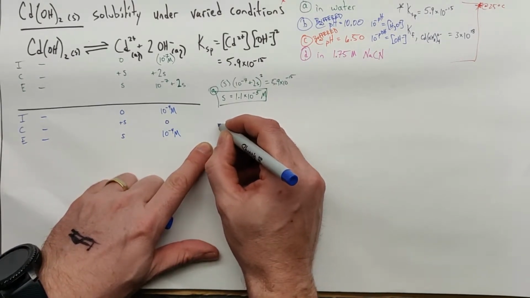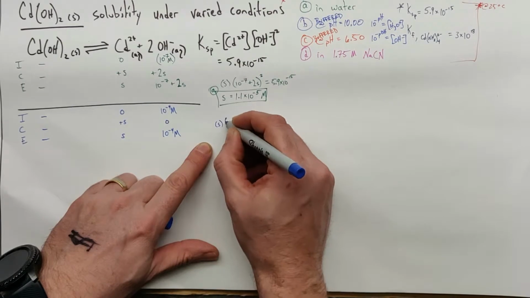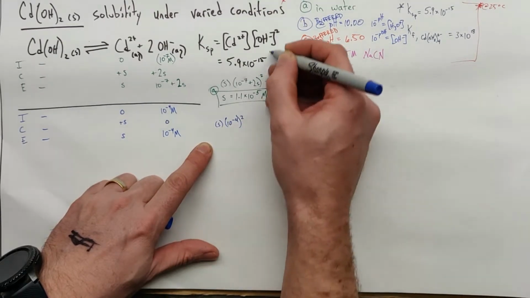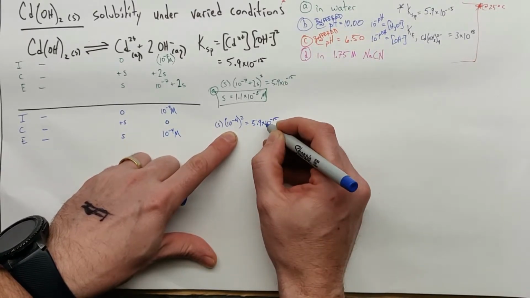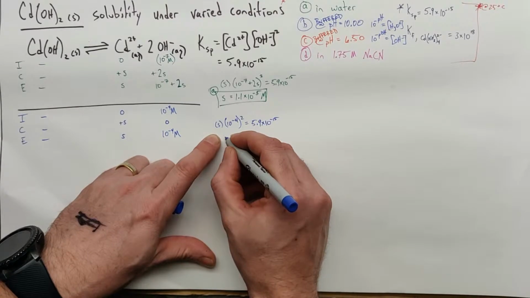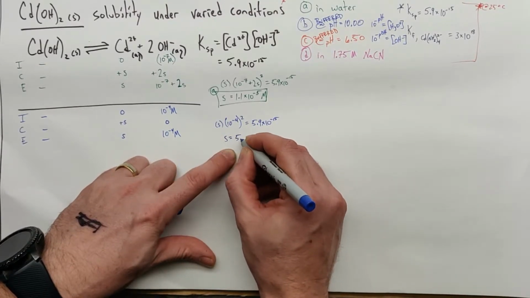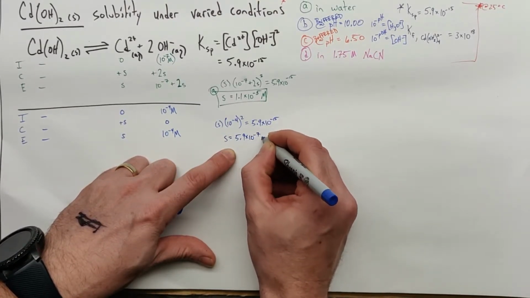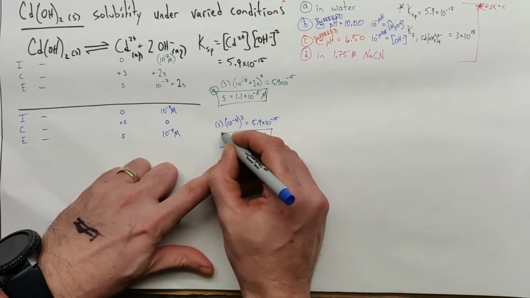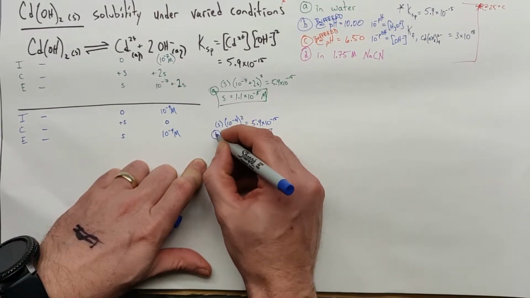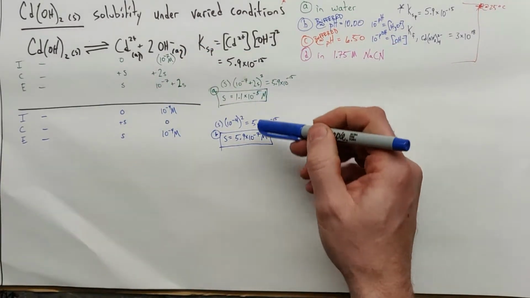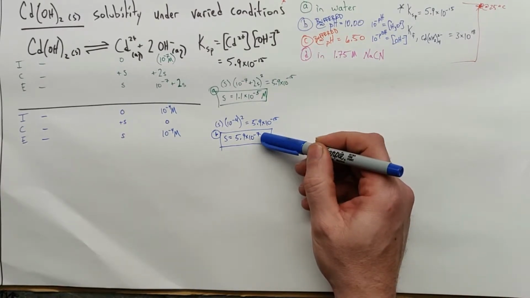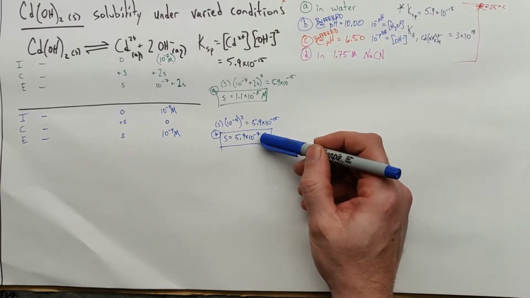Our 5.9 times 10 to the minus 15 will equal S times 10 to the minus 4th quantity squared, and the solubility we get there is 5.9 times 10 to the minus 7th. And this is a common ion effect situation, and that's why I chose specifically hydroxide in a basic solution. Our solubility has gone down by 2 orders of magnitude, 2 powers of 10, and it did that because of the common ion effect that we talked about in another video.